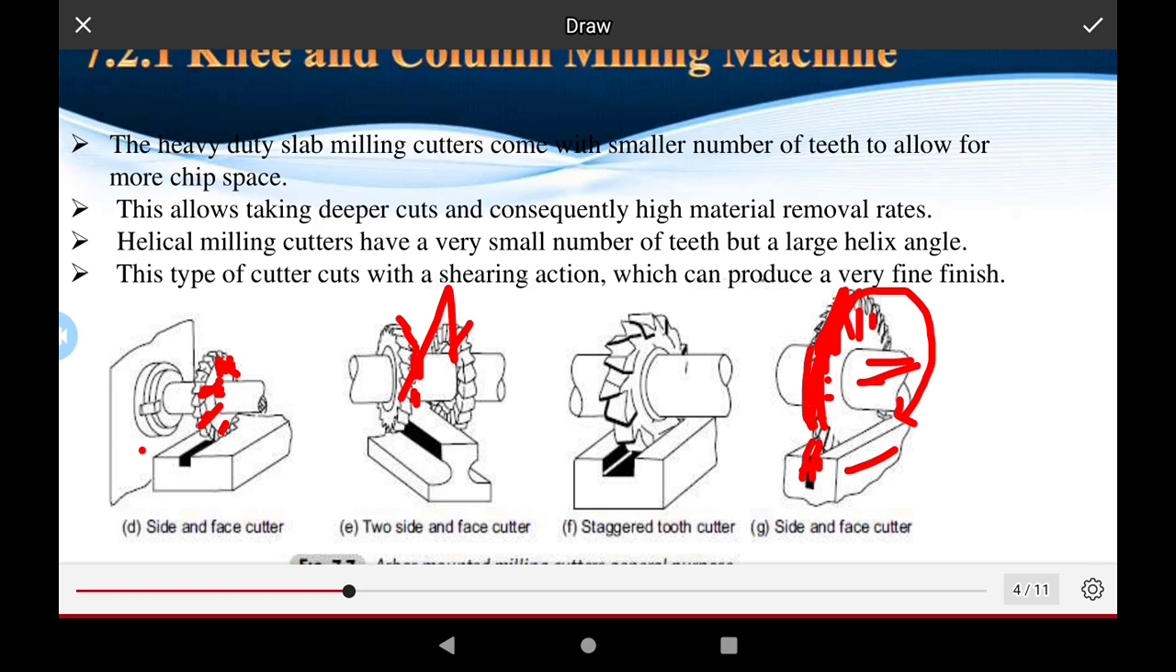The teeth of the cutter cut with a shearing action. This shearing action can produce a very fine finish. A very smooth surface is achieved when cutting the metal of the workpiece.